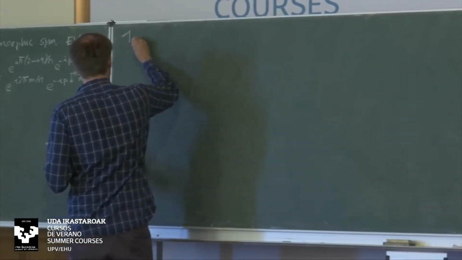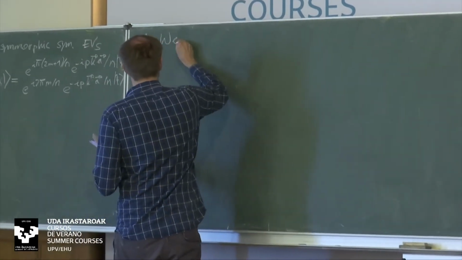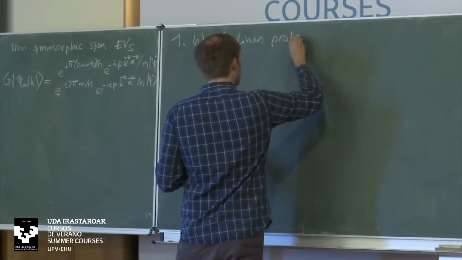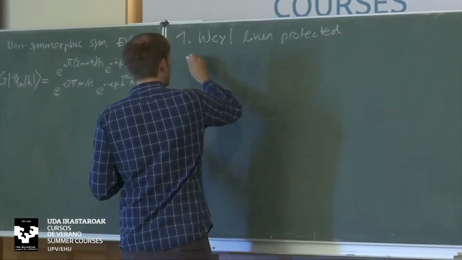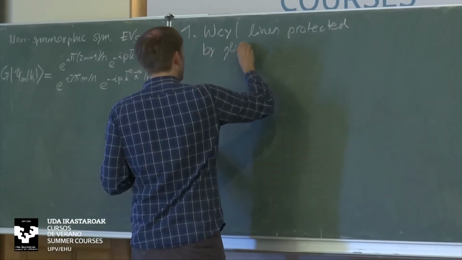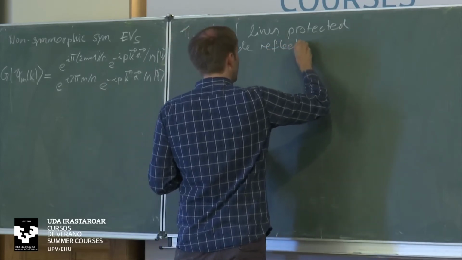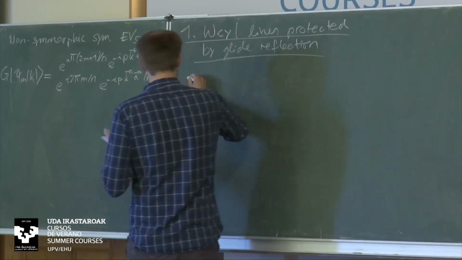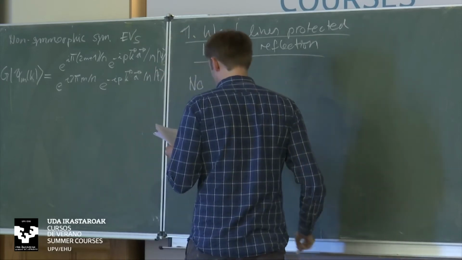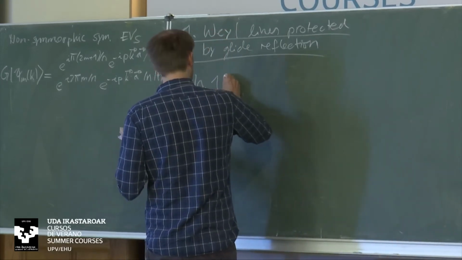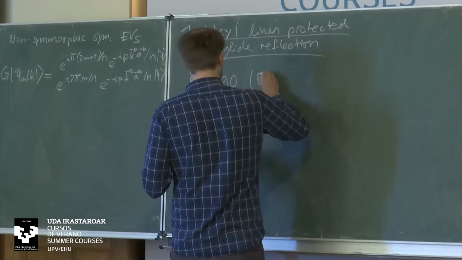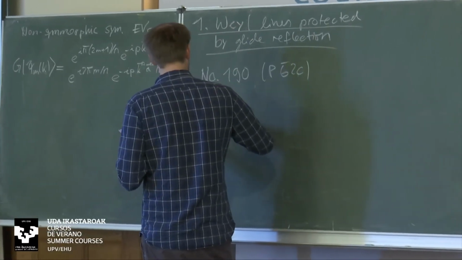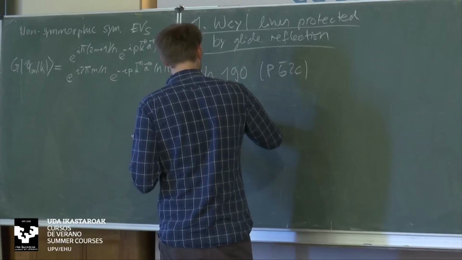Okay, so this first example, basically we will see that this will give rise to Weyl lines protected by a glide reflection. And so the example space group we're going to use is number 190, or in the other notation, P6 bar 2C. So this space group has a glide reflection, which is of this form.